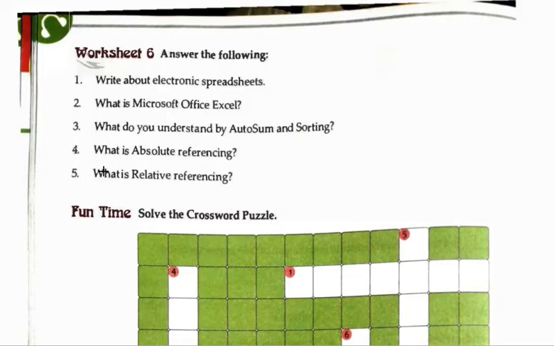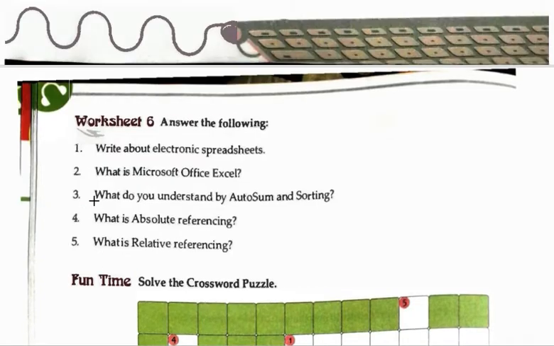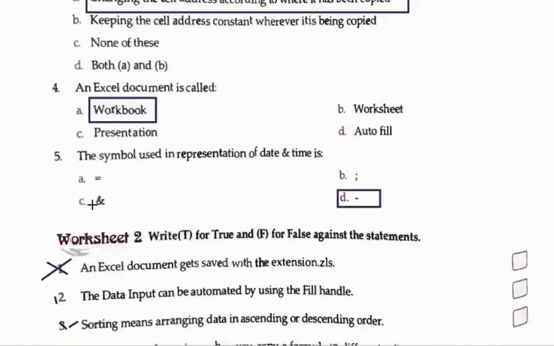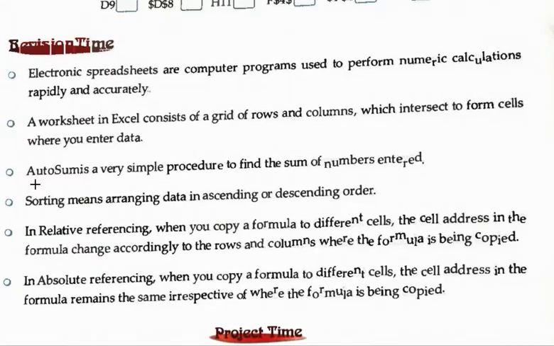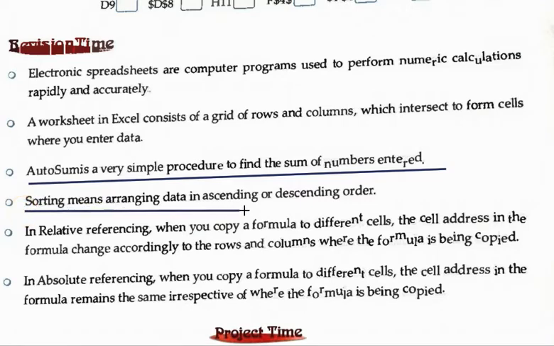What do you understand by AutoSum and sorting? For this, come here. AutoSum is a very simple procedure to find the sum of numbers entered. And sorting means arranging data in ascending and descending order.